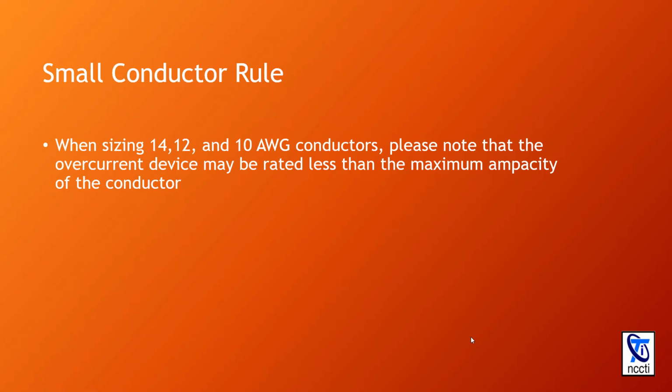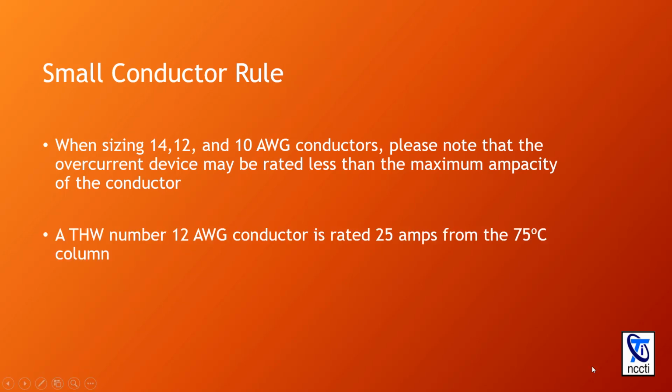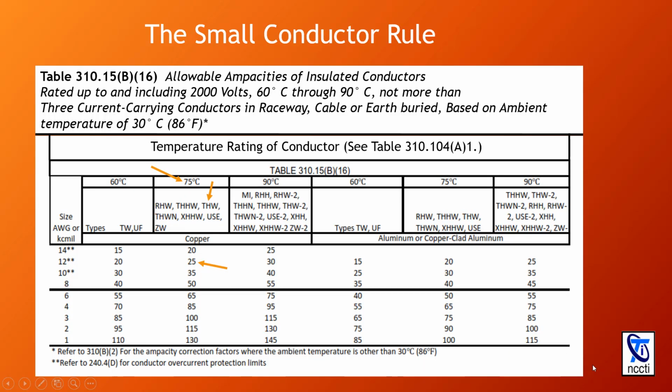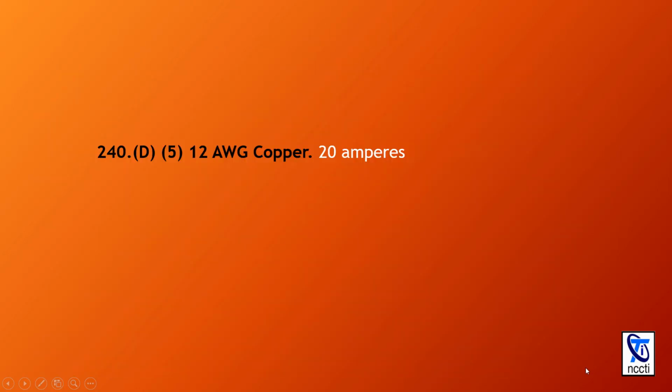For example, looking at table 16 in your code book, a THW number 12 AWG copper conductor is rated 25 amps in the 75 degree column. That double asterisk footnote, which refers you to section 240.4D, changes the ampacity allowed. For the most part, 20 amps is the maximum amperage for a number 12 copper wire. But you might want to take a glance at table 240.4G. There are a few exceptions.